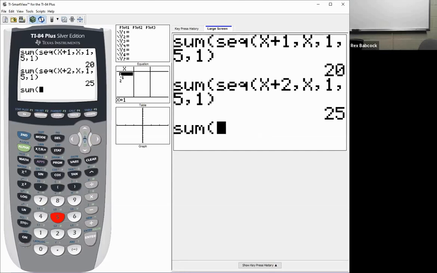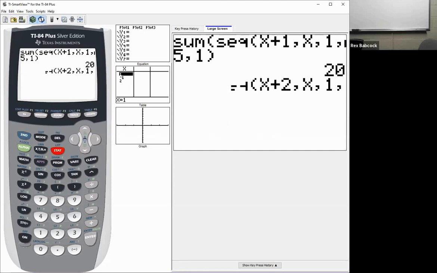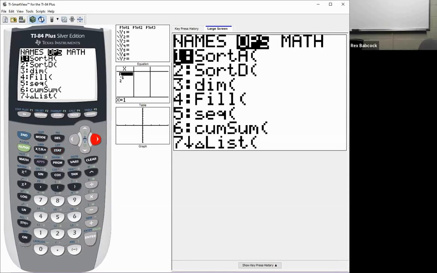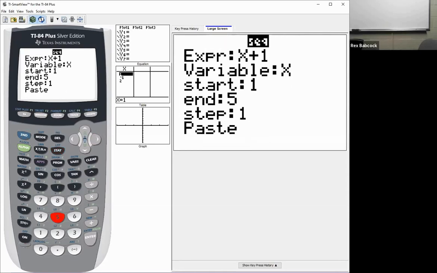So to get the sum of a sequence, again, I hit second stack. And this time it's under ops. And again, it's number 5. So you just hit 5. Now mine goes and then asks for the expression. I'm going to change it here to x plus 2.